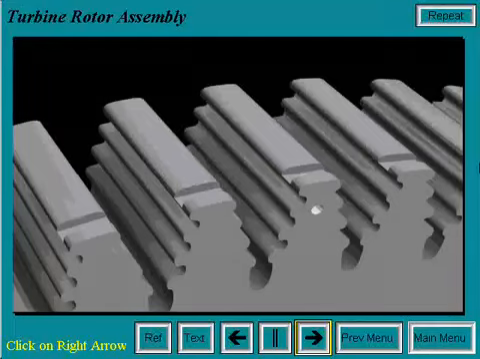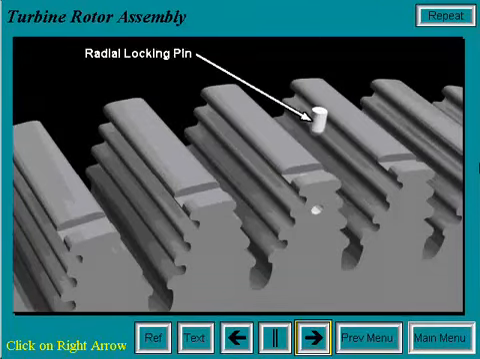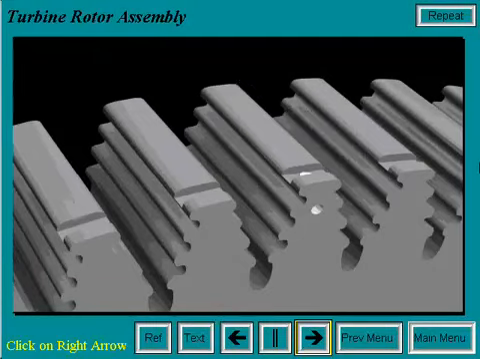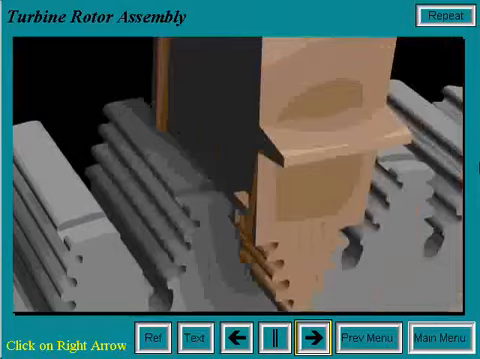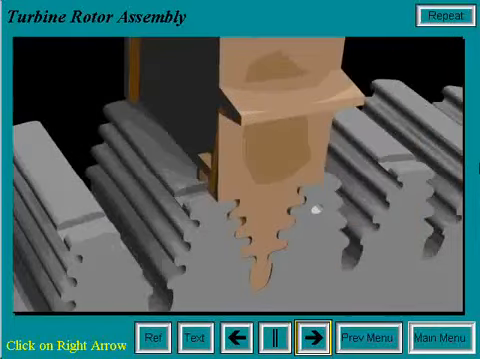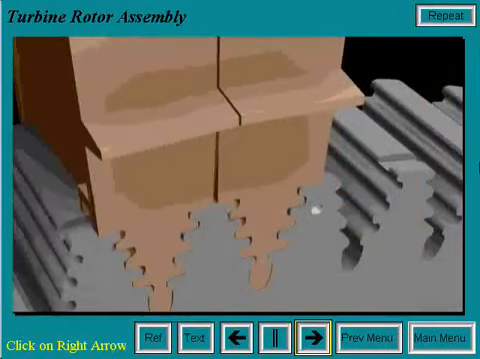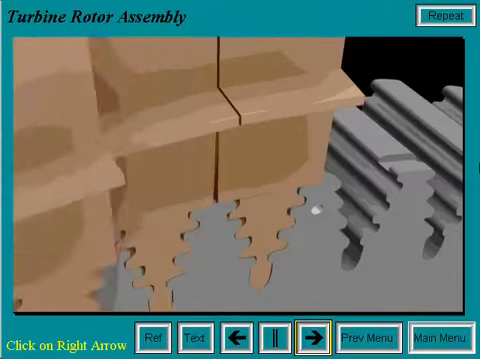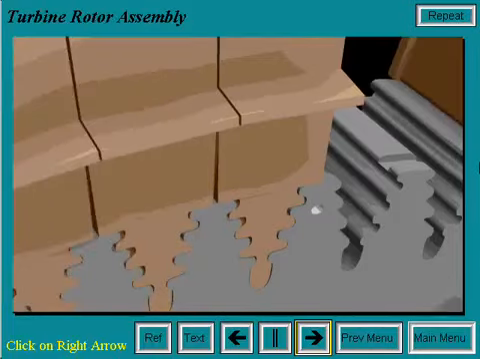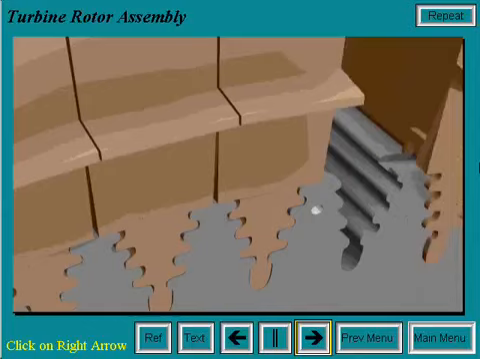The first step of the assembly of installing the first stage buckets to the turbine wheel is to insert the radial locking pin into the locking bucket dovetail. The first bucket is installed in the counterclockwise adjoining dovetail slot and is held in place with a D key. The remainder of the buckets are installed in this fashion, working around the wheel counterclockwise.